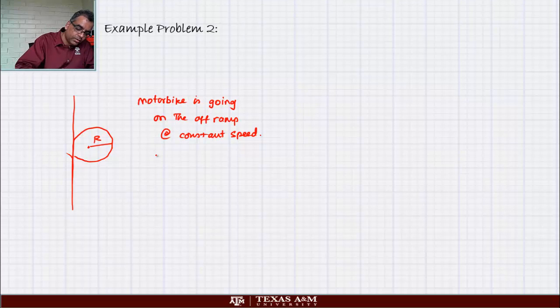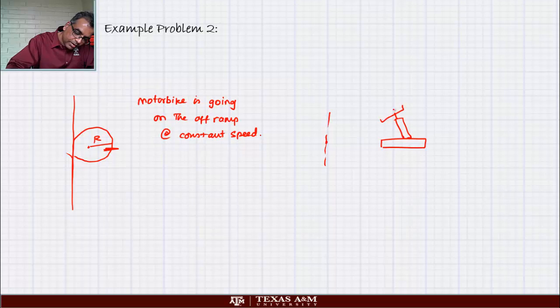Okay, so when that happens, the question for us is, I'm going to look at it from front view. So I cut it like this. Here is the center of this off ramp. Here is the off ramp. Here is the motorbike. Here's the person. Here's the handlebar. Here's the person standing like that. You see what I mean? The question is, what is this angle theta?